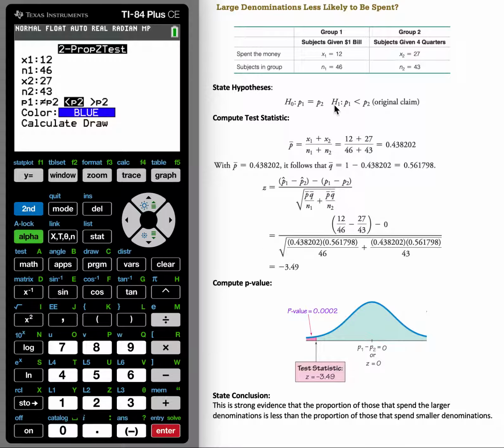Now we want to enter the data. For the first group, we want to enter the X and the N, the number that spent the money and the number observed, the sample size for that group. And then for the second group, we'll do the same. And so our alternative hypothesis would be that P1 is less than P2. So we make that choice on the calculator. And then we will calculate.